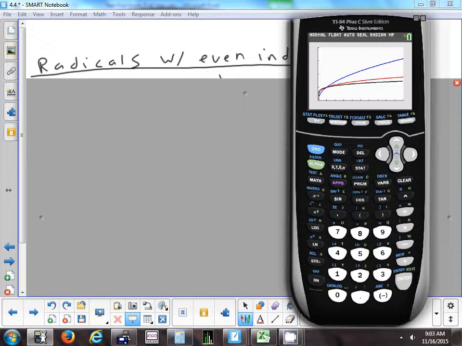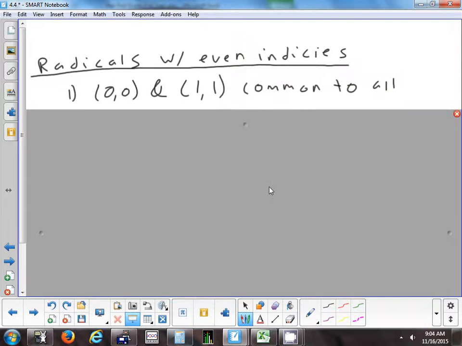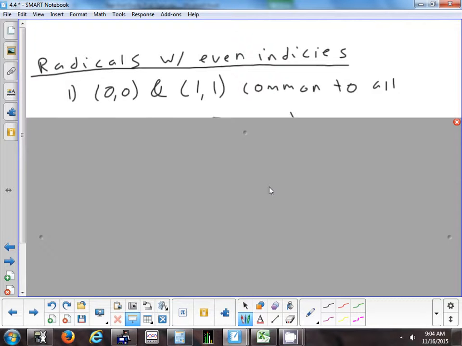Does anybody notice a point that it looks like every one of those graphs has in common? Yeah, 1 comma 1. Every one of these graphs goes through 1, 1. And there's also another point, it's a little harder to see. Yeah, they all go through the origin. So 0, 0, and 1, 1 are common to every graph.